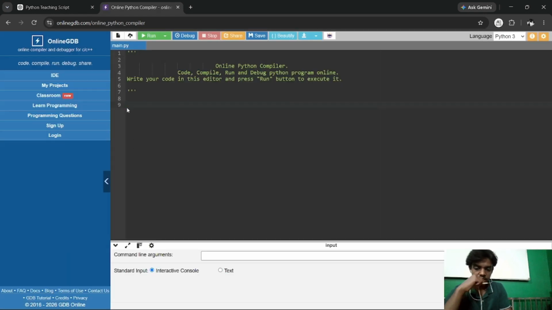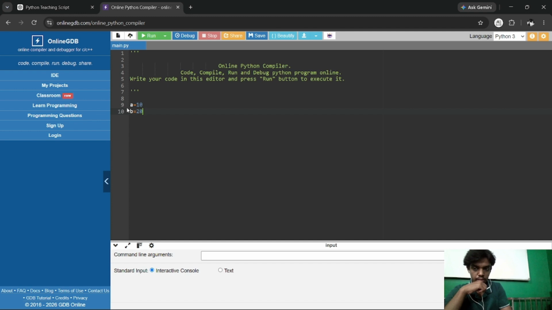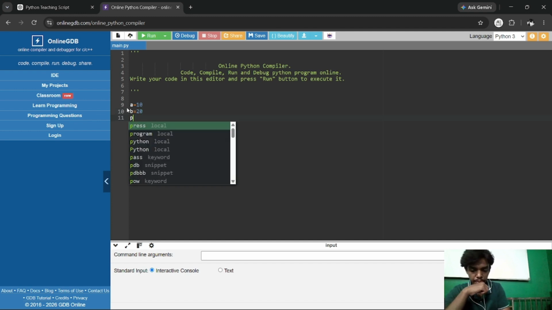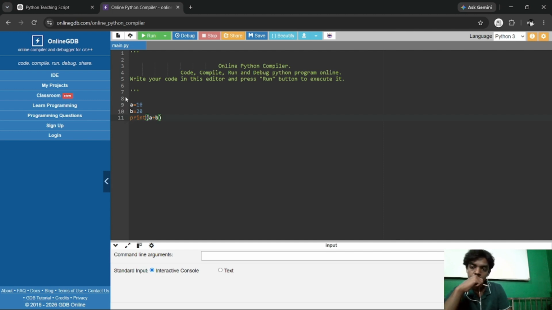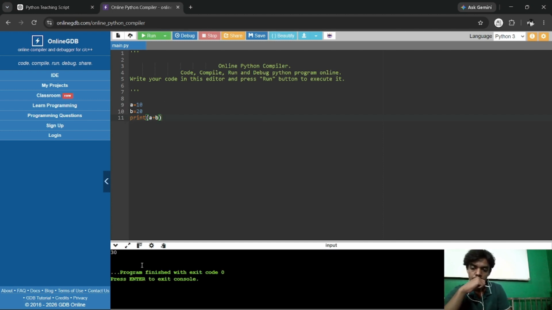Okay, let me erase it and let's take input A and B. A equals 20, B equals 10, and let's print the addition of the two numbers, A plus B. So predict the output. The output here is 30. Okay. So Python adds the two numbers exactly like the calculator does.